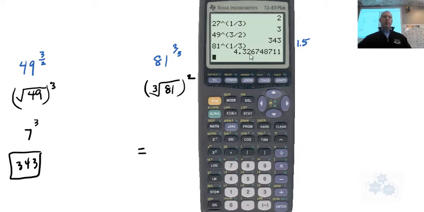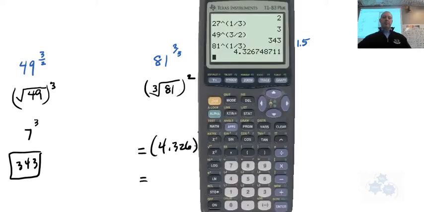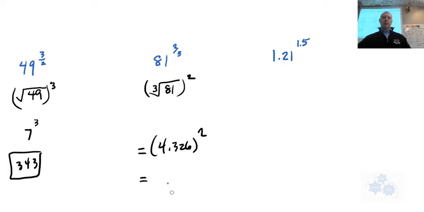Right? So that makes sense. So 4.326 squared. Let's do that squared. 18.72. That's what I get. Okay, now you could do that all in one step on your calculator for sure, but I'm just showing you how the rules still apply even if it's decimals.